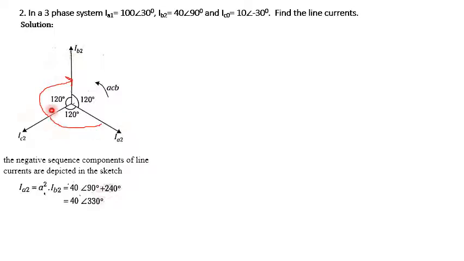So I know that. But here, what is the angle deflection? Representation is in the clockwise direction, and angle is anti-clockwise direction. So what is the angle between IA2 and IB2? You can see that.